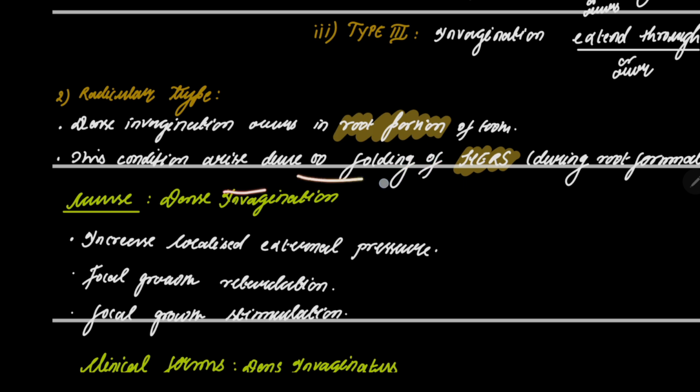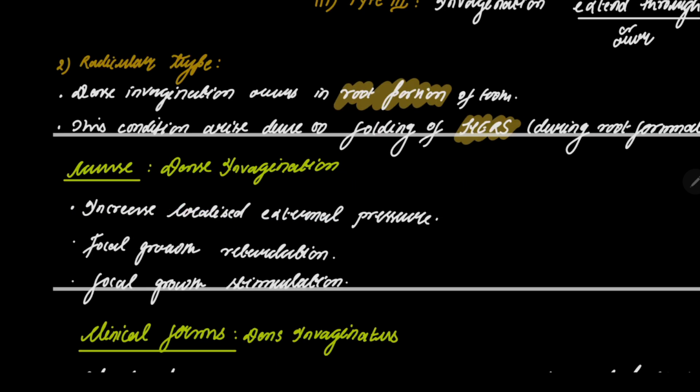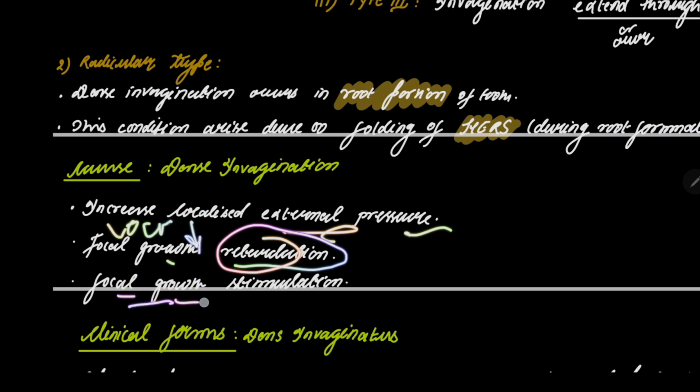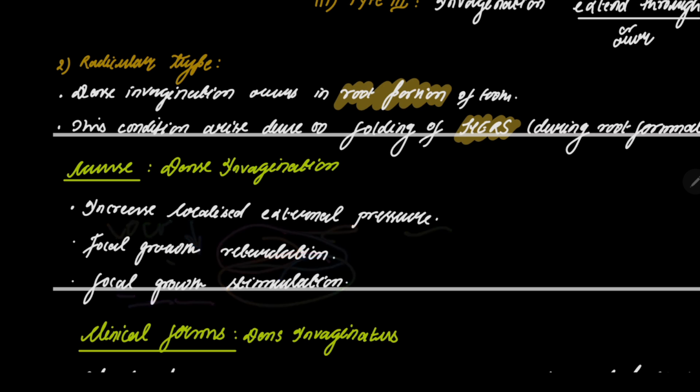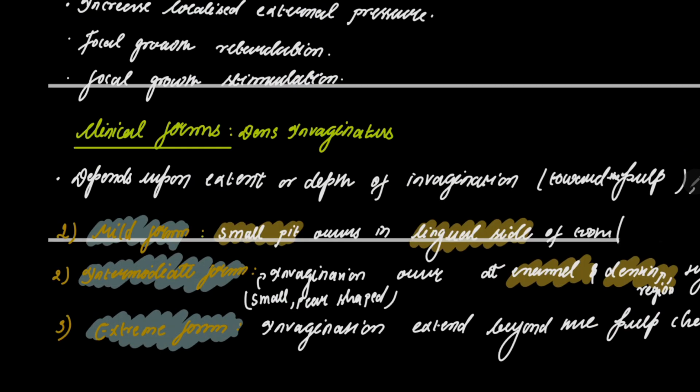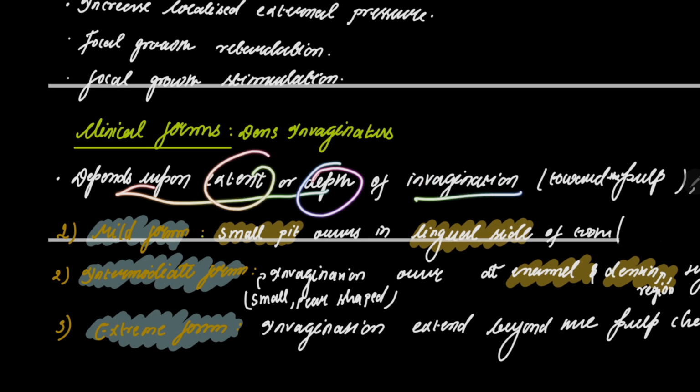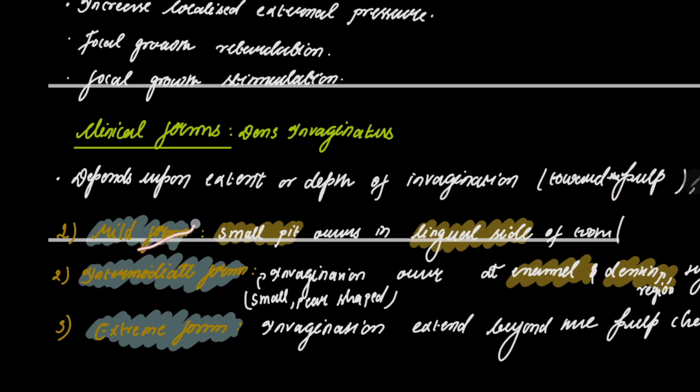This condition arises due to the folding of HERS, Hertwig's epithelial root sheath, which causes dens invaginatus. It is due to increased localized external pressure, focal growth retardation, or focal growth stimulation. Depending upon the depth or extent of the invagination towards the pulp, there are three types: mild form, intermediate form, or extreme form.